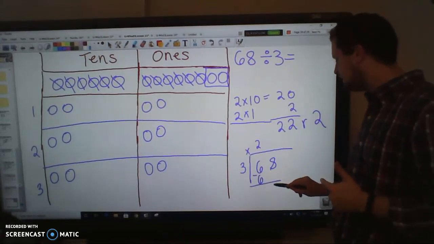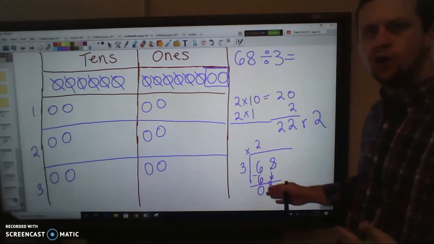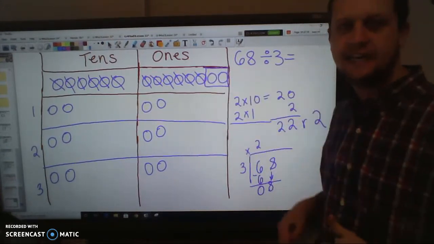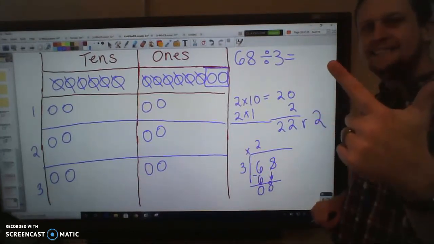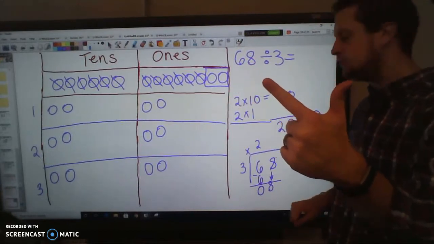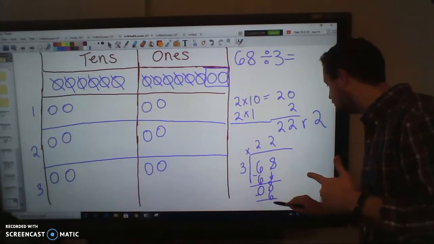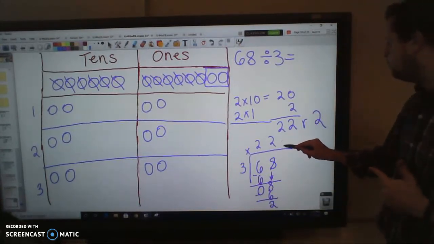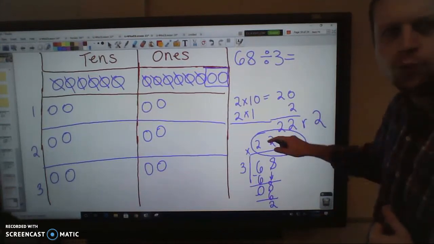6 minus 6 is 0. And we bring down our 8. So now we're going to the ones place, just like we did second. How many groups of 3 can you make out of 8? 3, 6. Only 2 groups. 3 groups would be 9, and that would be too much. So 3 times 2 was 6, and 8 minus 6 was 2. So you had 22 remainder 2. Just like we said, 22 remainder 2.